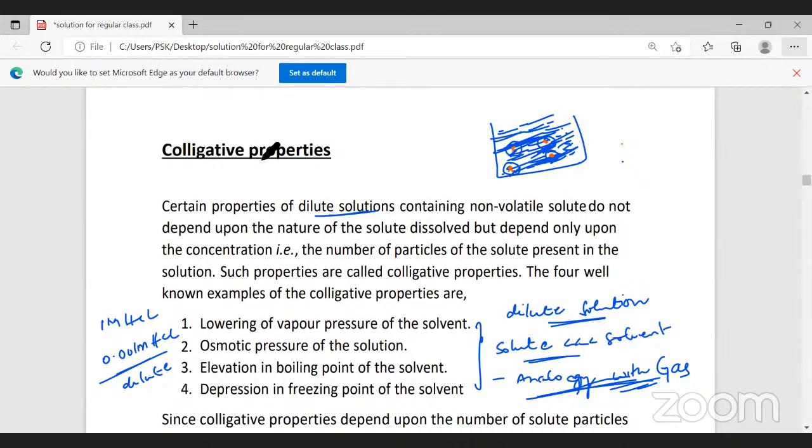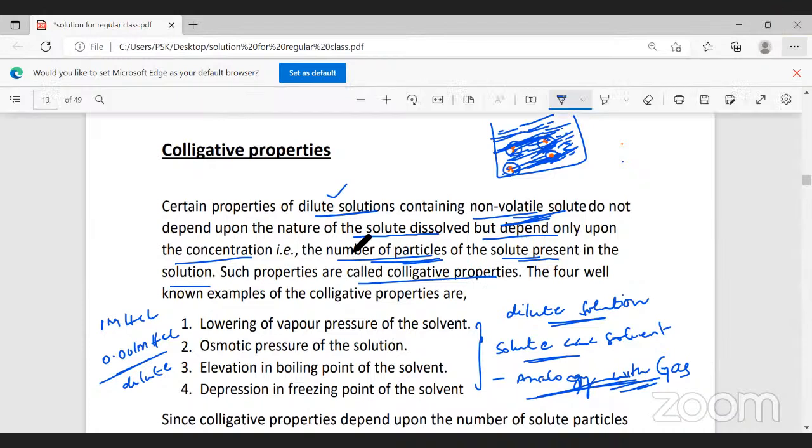Now, what is this colligative property? It's a certain property of a dilute solution. The condition for us to understand colligative properties is that the solution should be dilute. A certain property of a dilute solution containing non-volatile solute. What do you mean by non-volatile solute? A solute should not vaporize. The solute should not undergo evaporation. All right. So certain properties of a dilute solution containing non-volatile solute do not depend on the nature of the solute dissolved, but depend only on the concentration, that is, the number of particles of the solute present in a solution. Such properties are called colligative properties.